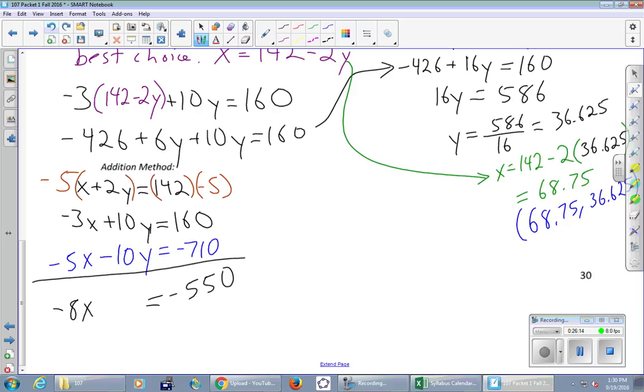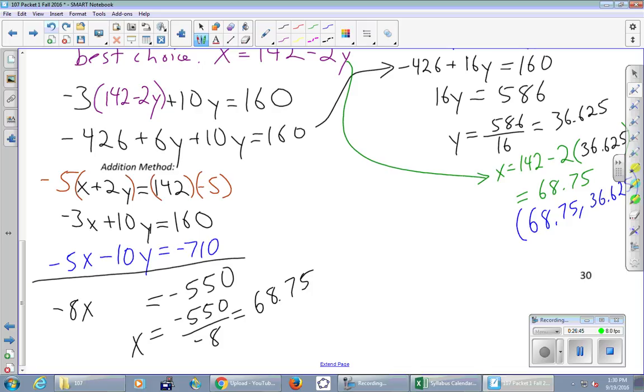Okay, so let's finish. To solve this for x, we've got to divide both sides by negative 8. So we get x equals negative 550 divided by negative 8. Because I'm so freaking smart, I'm going to do this in my head. 36.62. Oh, that's why. Oh no, hold on. I'm still smart. What is it? 68.75. 68.75. You guys see right through me. All right, so that's x, right? We just do the division. What do we still need?